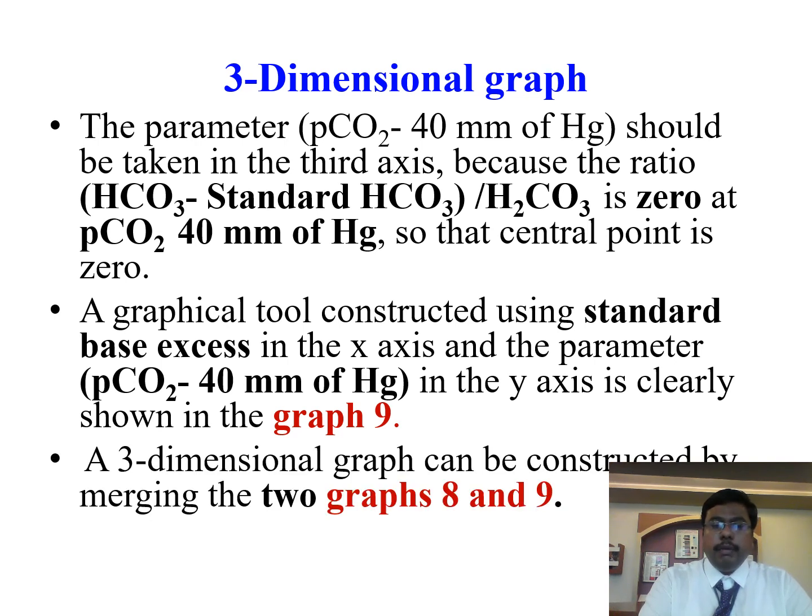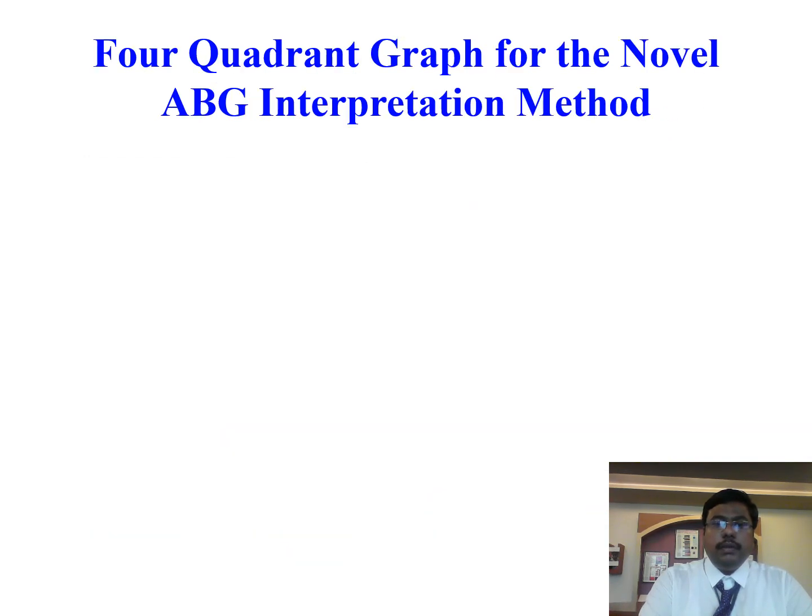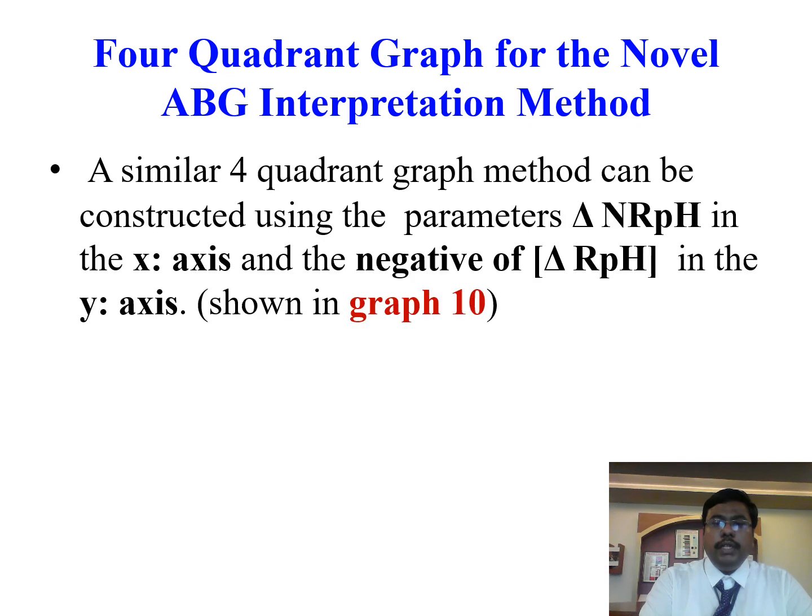A 3-dimensional graph can be constructed by merging the two graphs 8 and 9. So in graph 9, standard base X is taken on the x-axis, and PCO2 minus 40 is taken on the y-axis. For PCO2 minus 40, normal PCO2 is from 35 to 45. So for increased PCO2, positive values will be seen for respiratory acidosis, and negative values will be seen for respiratory alkalosis. Now, a 4-quadrant graph for the novel ABG interpretation method.